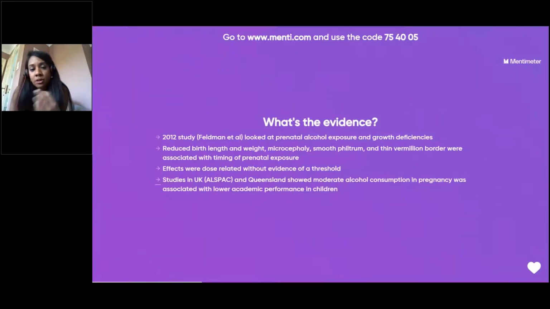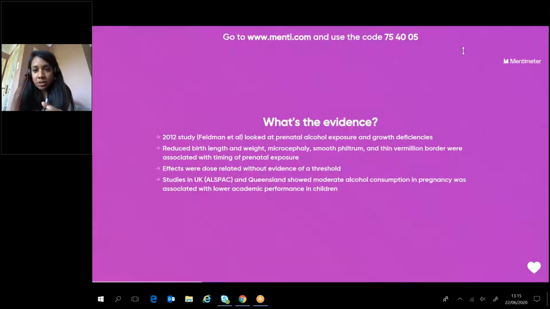And there have also been studies both in the UK and in Queensland. In the UK, there was the ALSPAC study, which is the Avon Longitudinal Study, and had about 7,000 children. And the study in Queensland as well was, again, a really big sample size. And what it showed was that moderate alcohol consumption in pregnancy was associated with lower academic performance in children. So what this suggests is, even if every child won't have the full-blown fetal alcohol spectrum disorder, even small amounts of alcohol can actually affect IQ, brain development, and academic performance.